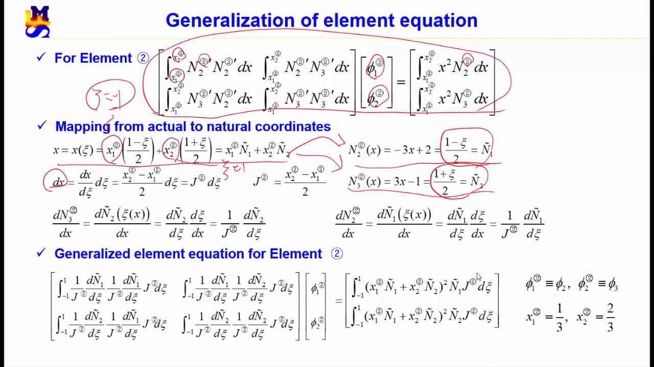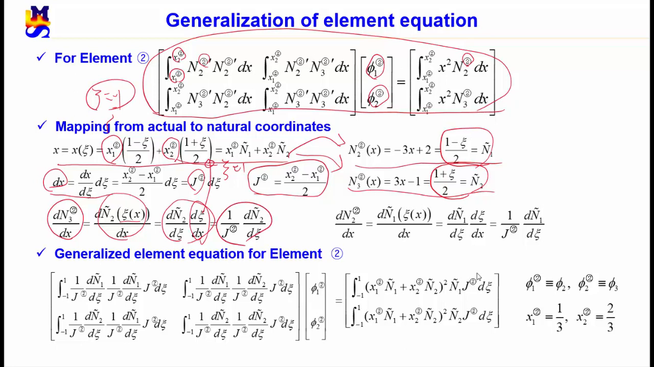The total differential dx can be calculated from the chain rule like this. Half the length of the line segment element is denoted by J circled E, called the Jacobian of element 2. Now what is left is to calculate the derivative of the interpolated function with respect to x, that is the global coordinate. Applying the chain rule, we can express it as a function of psi, because d psi over dx can be calculated from this mapping function, which equals 1 over the Jacobian of element 2.